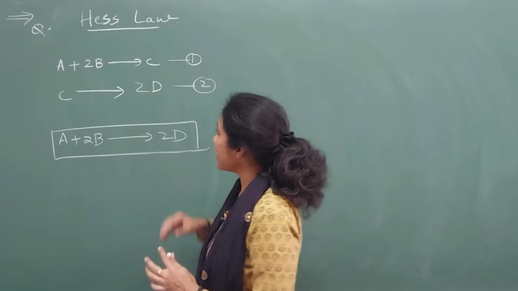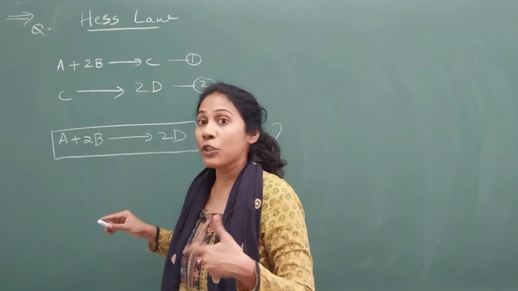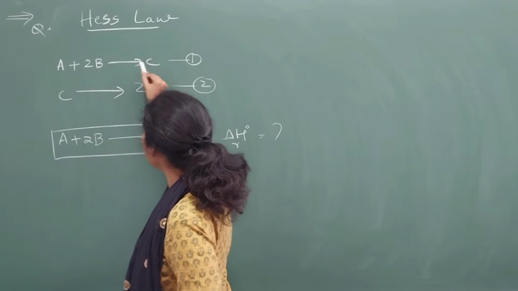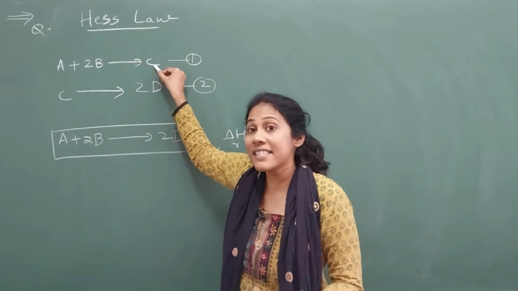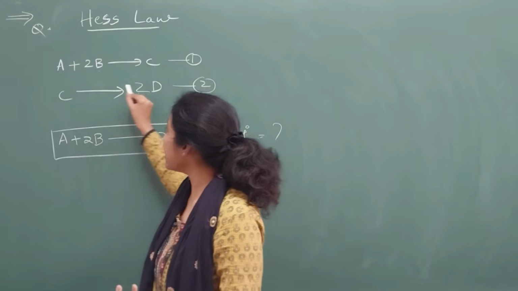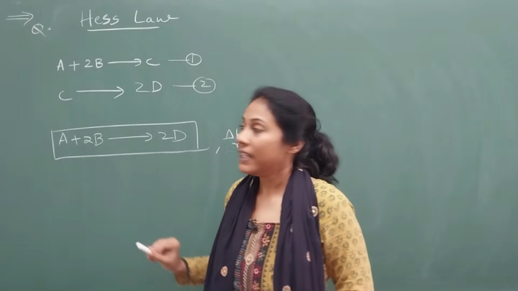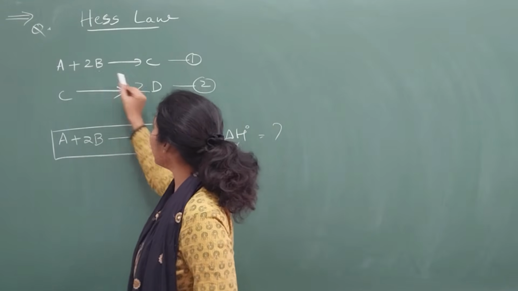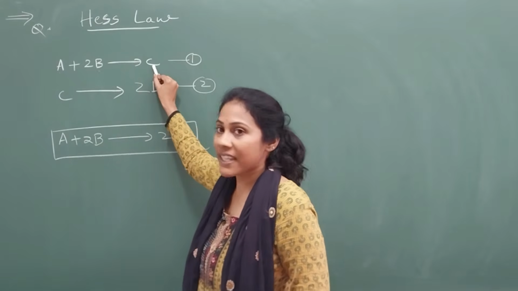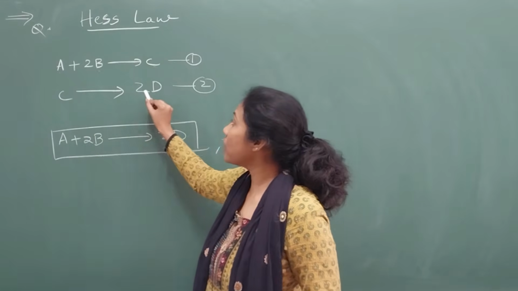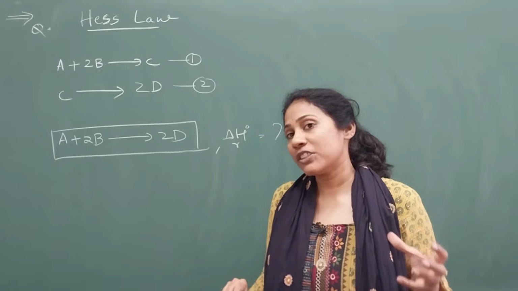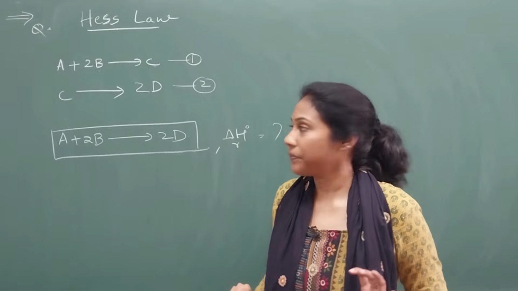So this reaction is actually taking place in two steps. Step number 1 is A reacting with 2B to give C. So you are getting C as some intermediate, and later that C undergoes some change to give 2D. A plus 2B is not directly reacting to give 2D. A plus 2B reacts to give C, then that C undergoes some change to give 2D. This is how the reaction took place in two different steps.